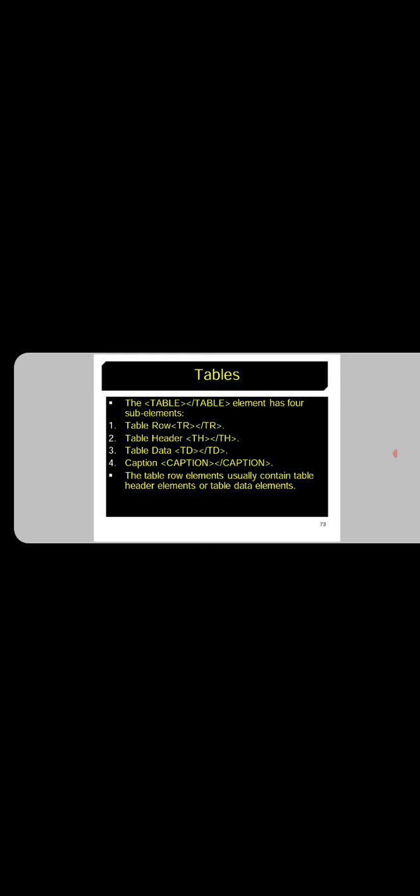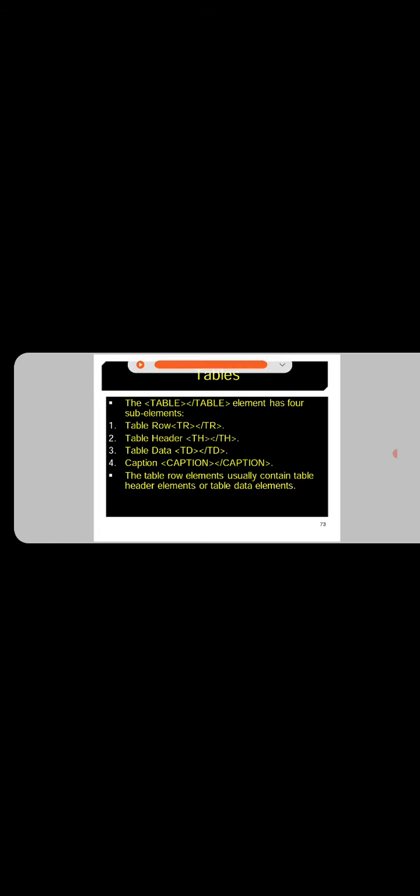Table rows are created with the tr tag. Table headers or table headings are created with the th tag. Table data is generally created with the td tag, /td. Table captions, which means table headings, are created with the caption tag.